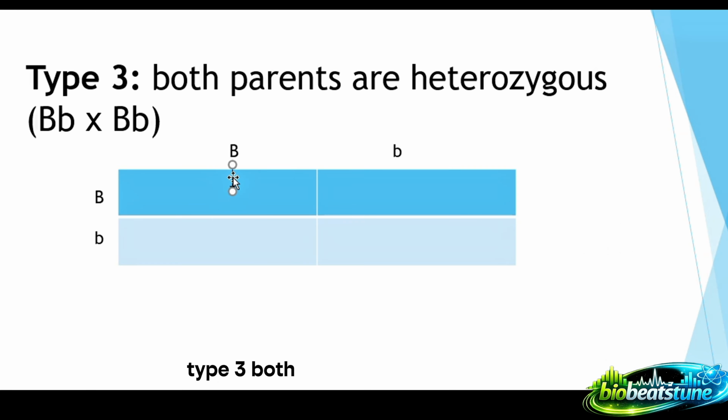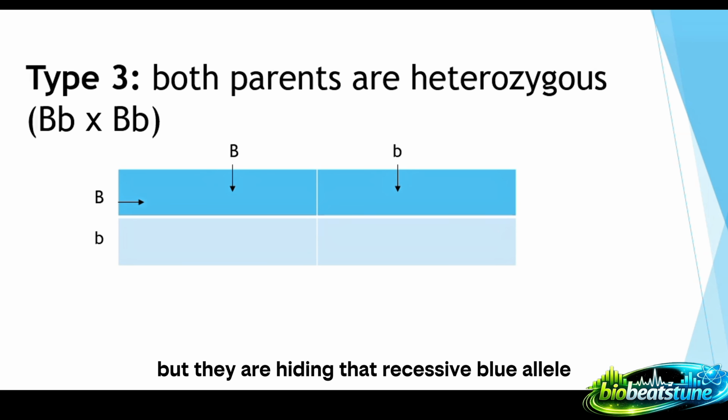Type 3, both parents are heterozygous, capital B lowercase b crosses capital B lowercase b. Finally, we have our third type of cross, and this is the classic textbook setup. Both parents have brown eyes, but they are hiding that recessive blue allele.